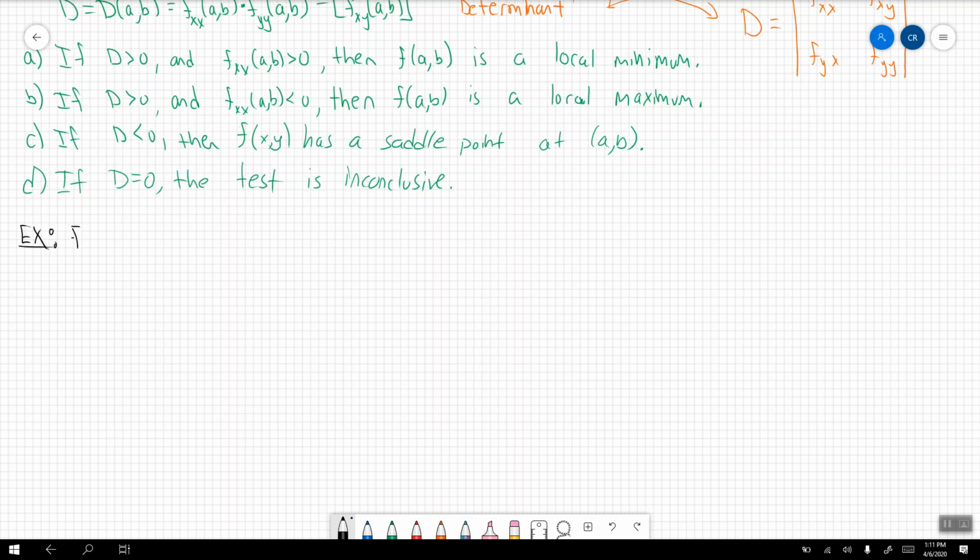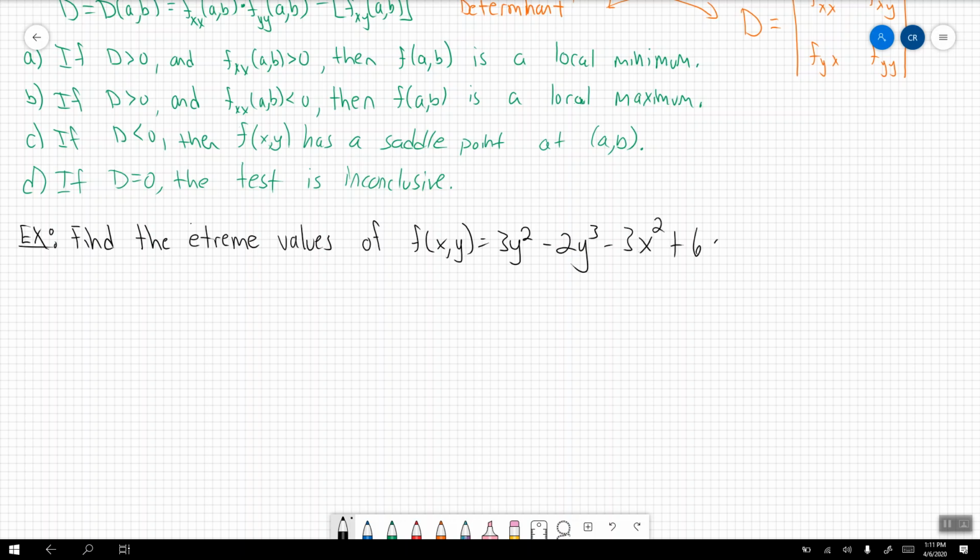All right, so we want to find the extreme values of this function f of x, y, which is 3y squared minus 2y cubed minus 3x squared plus 6xy. So let's find all these extreme values.